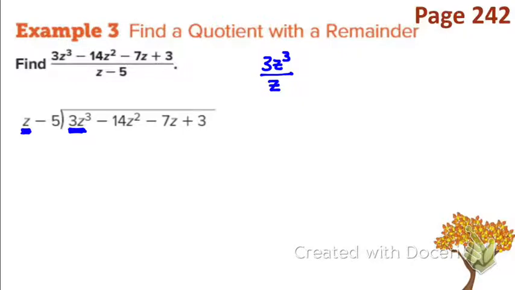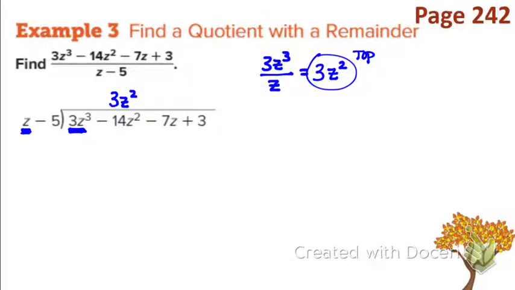Can I simplify that at all? What would it give me if I divide those two pieces? 3z squared. This is what I'm going to put up on the top now. 3z squared.